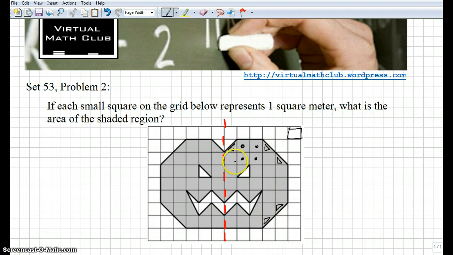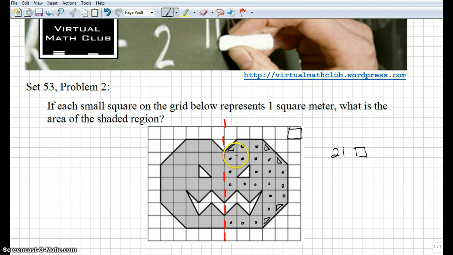So let's take a look at, first of all, the full squares. I've already marked 4 of them. So here's 5 and 6 and 7, 8, 9, 10, 11, 12, 13, 14, 15, 16, 17, 18, 19, 20, and 21. So I have 21 full squares.